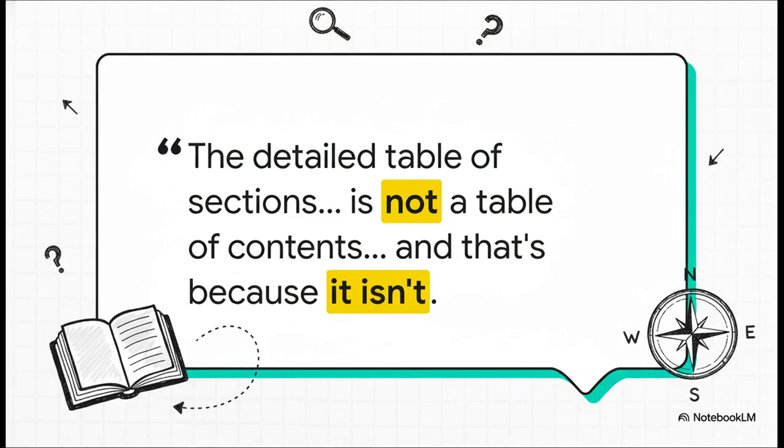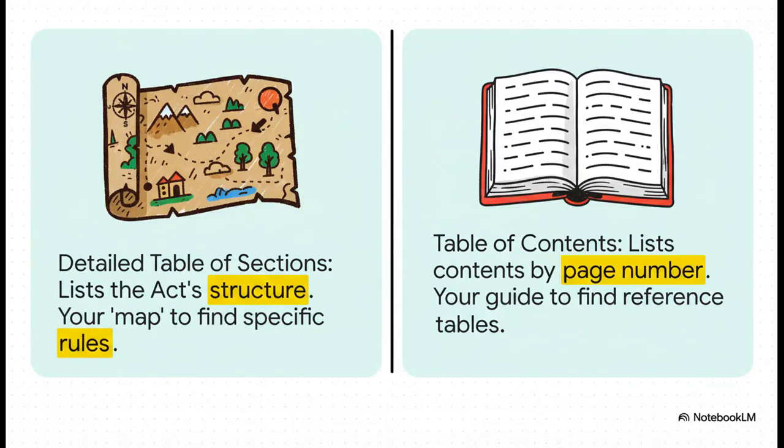That detailed table of sections we talked about, our map, it is not a table of contents. I'll say it again, it's not a table of contents. It has no page numbers, it just won't tell you where to turn in the book. So let's put it side by side. It's pretty simple when you see it this way. You use the detailed table of sections, that's our map, to figure out where a rule fits into the act structure.